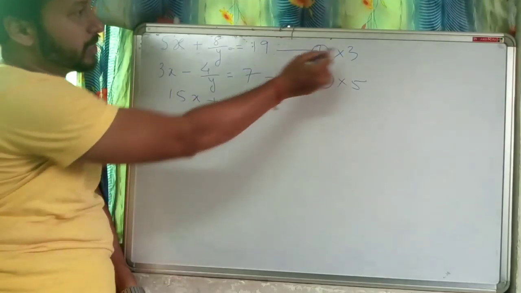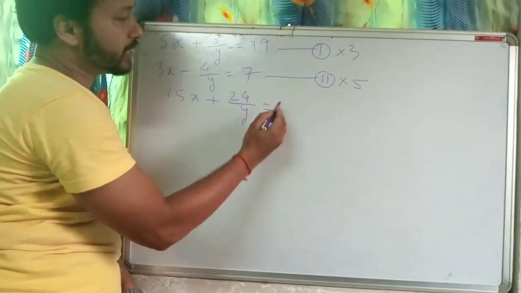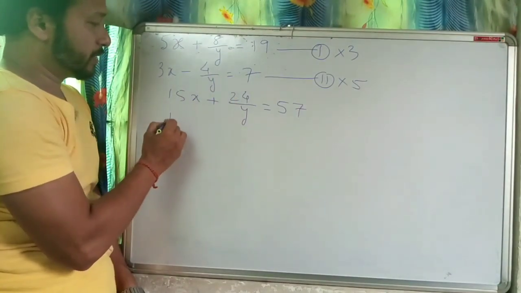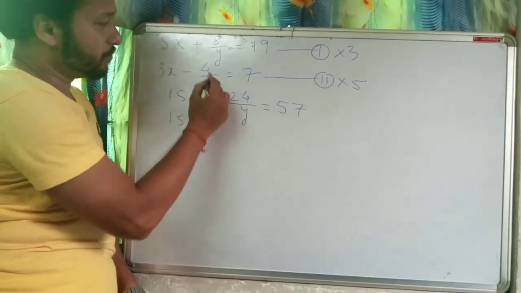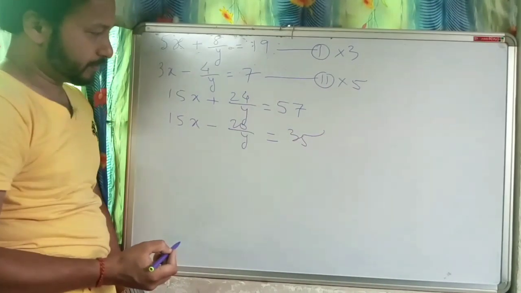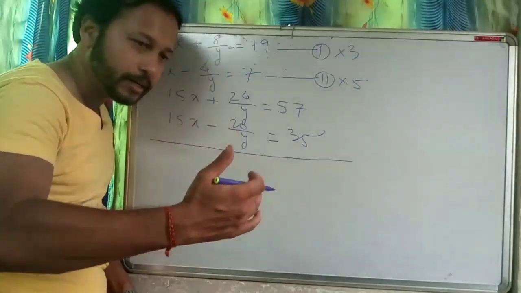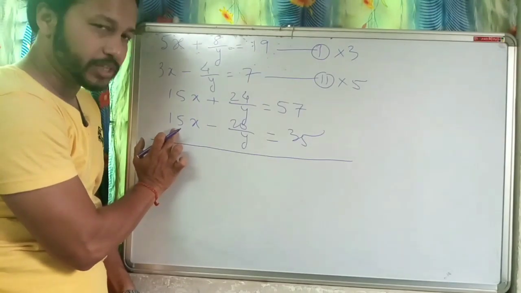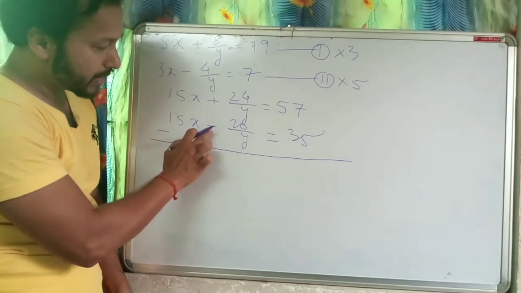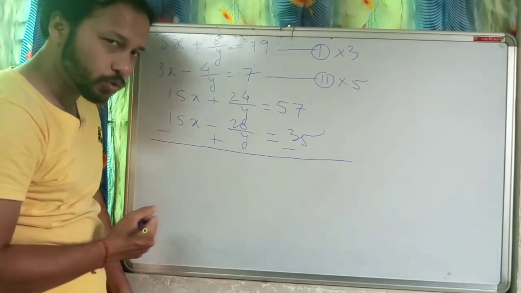15x plus 3 times 8, 24y. 3 into 19, 57. Now by 5 we have to multiply this. 5 times 4, 20y. 5 times 7, 35. Now we know that we have to change the sign of all the terms of this second equation. Like this is plus, we have to write it minus. This is minus, we have to convert it into plus. Plus, minus. We know this rule.